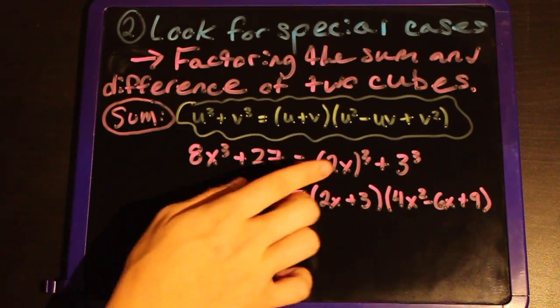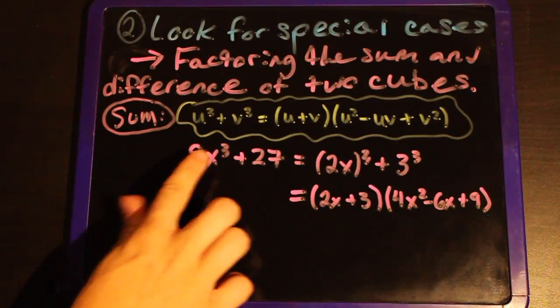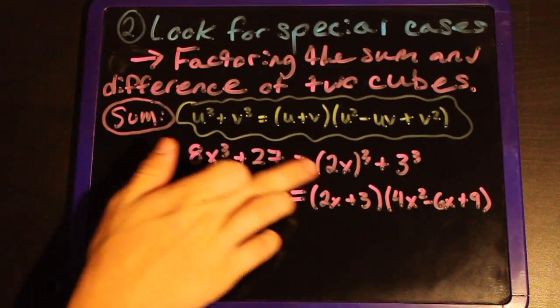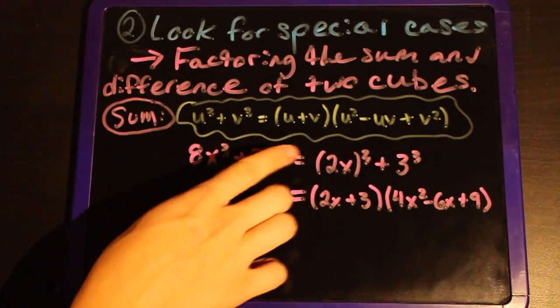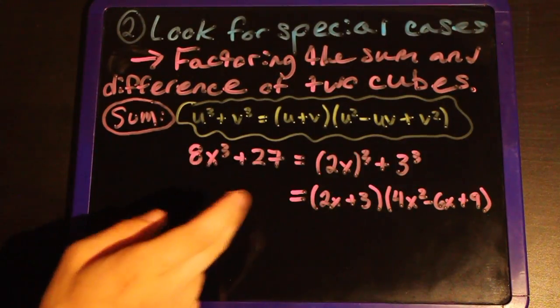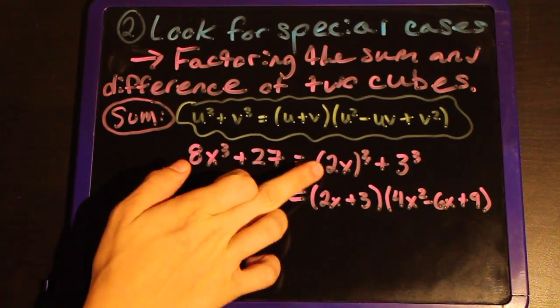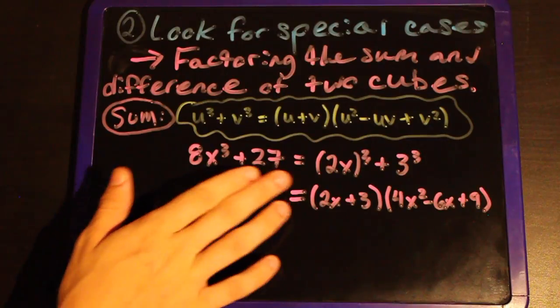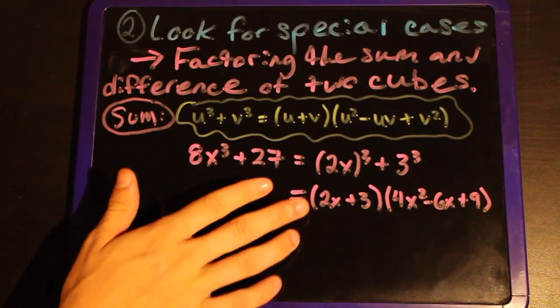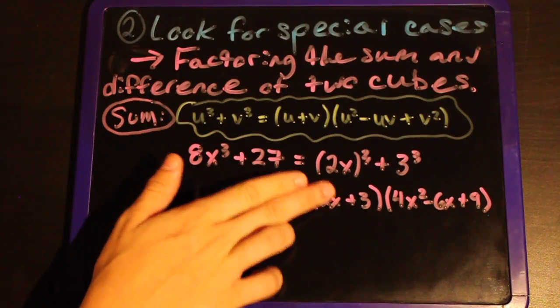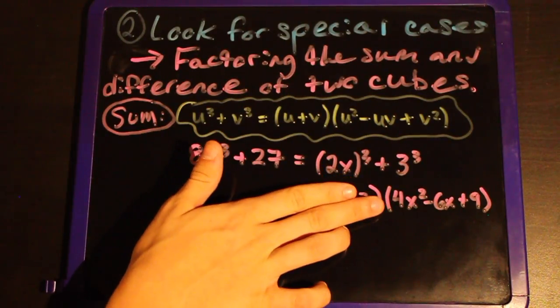So when we go to simplify this, we'll change 8x cubed into (2x) cubed, which is the same value as 8x cubed, and then we'll be changing 27 into 3 cubed. And then once we have it factored in this form, we're going to go on further to simplify it. And when we look here, we'll simplify it into (2x plus 3)(4x squared minus 6x plus 9).